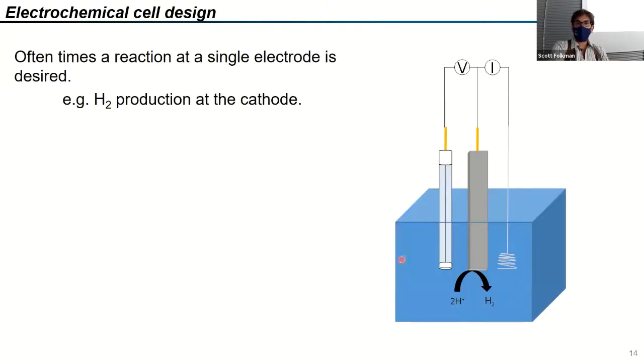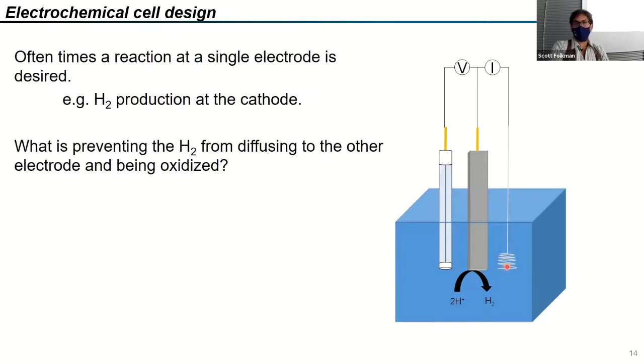So if we consider that we want to do hydrogen production at the cathode here, I mentioned last week that our counter electrode is used to complete the circuit. So however many electrons flow out of or flow into this electrode for hydrogen reduction have to flow through the counter electrode as well. And I can ask, what's preventing the hydrogen from diffusing over there to be reoxidized? Is there anything in this cell? There's nothing.